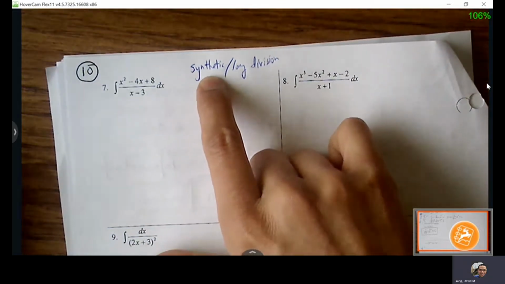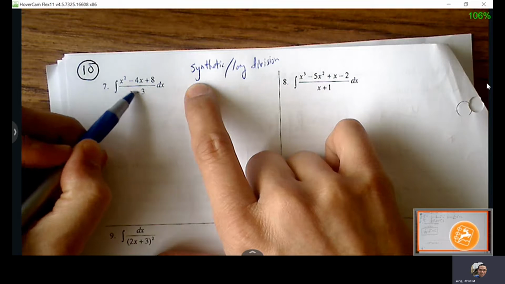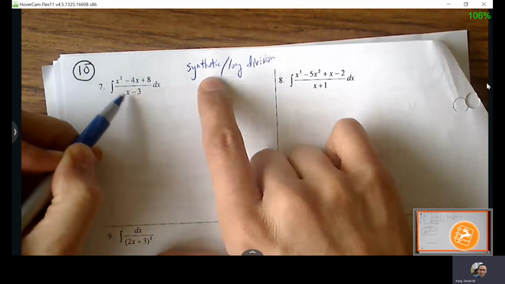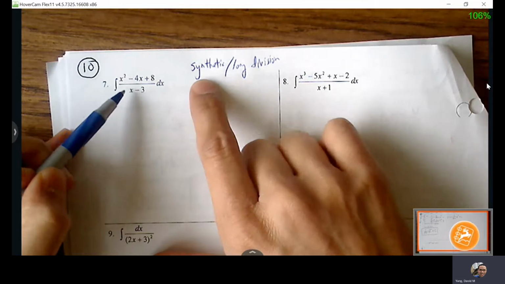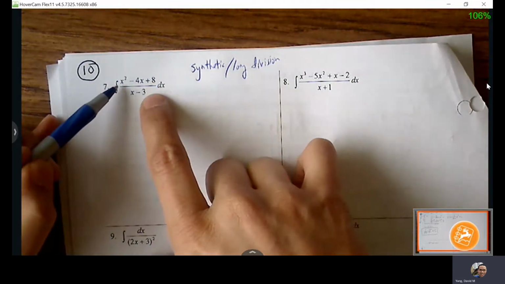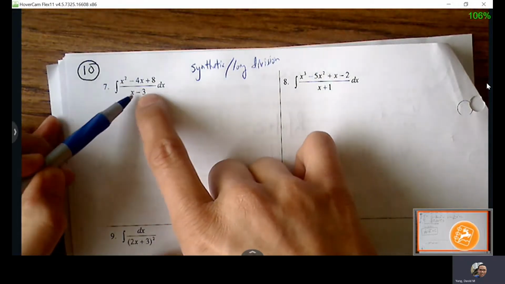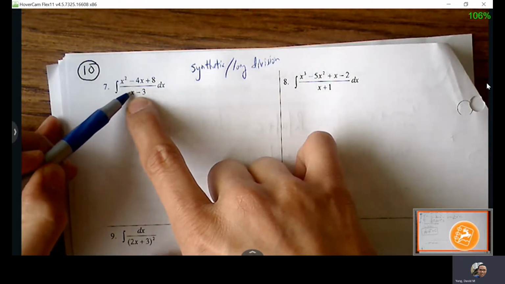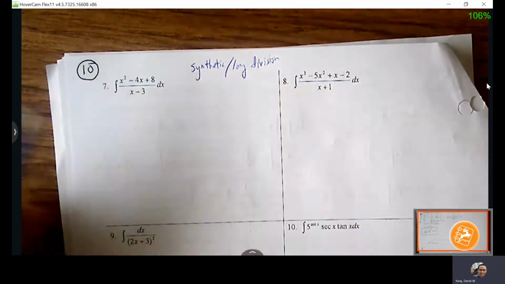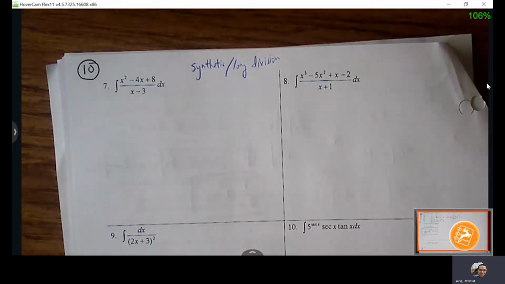Okay, in this case, we can do synthetic division because the degree in the denominator is easy and low. It's just x to the first power. So synthetic division is going to be a good fit, or long division for that matter, because you have multiple terms in the numerator, your degree in the numerator is higher, and the denominator is the first power. So let me go through the full steps for synthetic division.